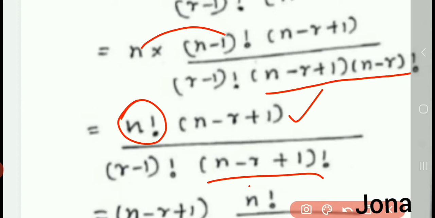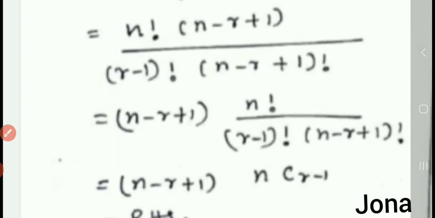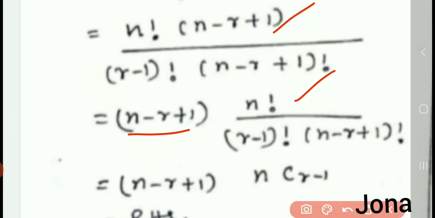I want to simplify that thing, numerators and denominators as well. Okay, and then keep this n minus r plus 1 like this, so that n factorial divided by r minus 1 factorial into n minus r plus 1 factorial. It's nothing but the formula, this n minus r plus 1 into nC r minus 1. Okay.